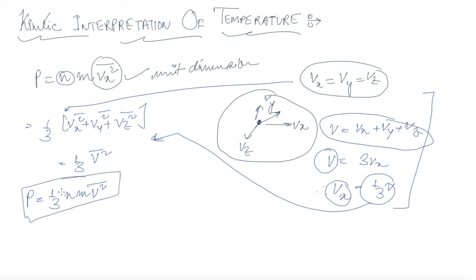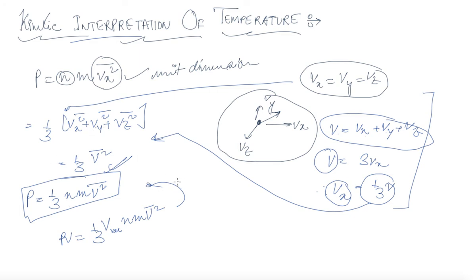Now if you want to interpret the kinetic interpretation of temperature, what we have to do is start from this equation. We know PV is actually equal to, put V over here, 1 by 3 V for volume, into N into M into V whole square. So this is what we have derived from over here.